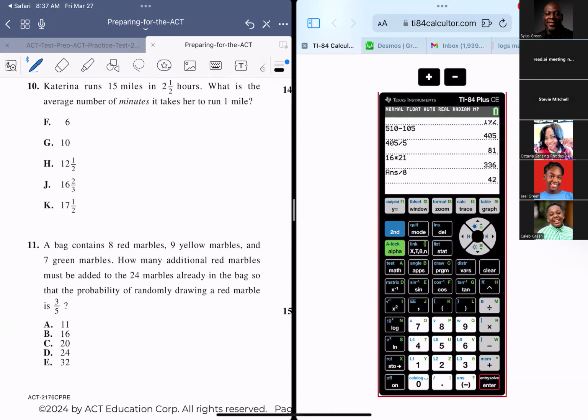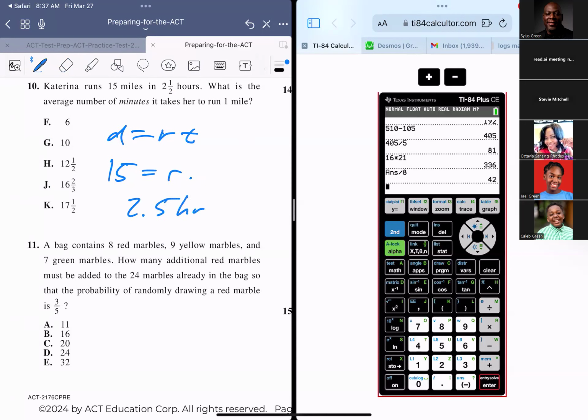Katarina runs 15 miles in 2.5 hours. What's the average number of minutes it takes her to run 1 mile? So we're going to do the same thing. Distance equals rate times time. So 15 equals rate times time. It says what's the average number of minutes, so we're just going to convert 2.5 hours to minutes. So how do you convert hours to minutes?